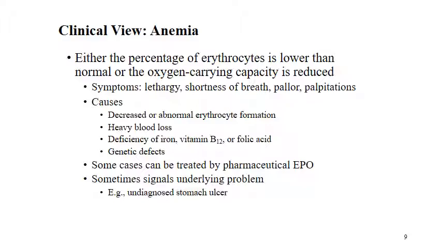Of course, if you lose a lot of blood, this can cause anemia. Deficiency in your iron or your vitamin B12 or folic acid can happen. And again, vegetarians and vegans can struggle with that just because of not being aware of those vitamins that they need to replace that they're not getting from animal tissues. And then, of course, genetic defects. So some cases can be treated by pharmaceutical EPO, which we said was blood doping, but in the case of not having enough erythrocytes, this makes sense.